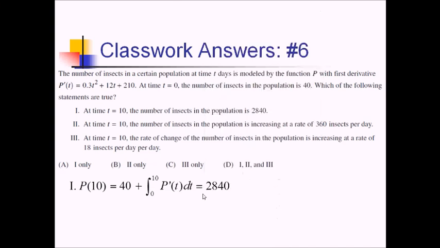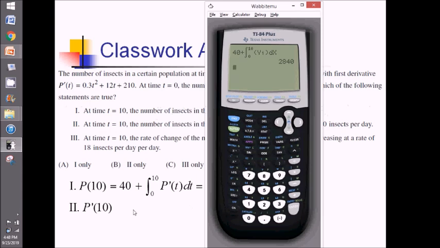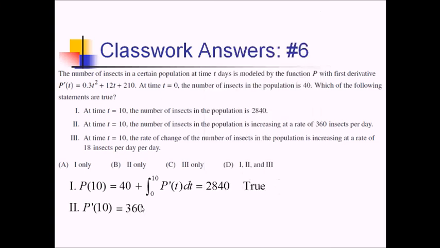Well, that's a nice round number. Okay, so statement 1 is actually true. For statement 2, now we're asking about p prime of 10, and they're claiming that p prime of 10, the rate of change, is positive 360. So let's actually plug in 10 to p prime and see what we get. So again, p prime is just my y1 that I've entered in my calculator. So I'm going to go to alpha trace y1 and just open up parentheses and plug 10 in here. And that comes out to 360. So statement 2 also happens to be true.